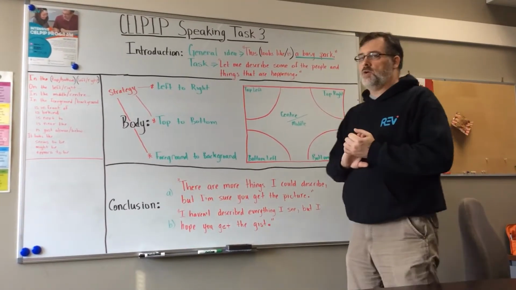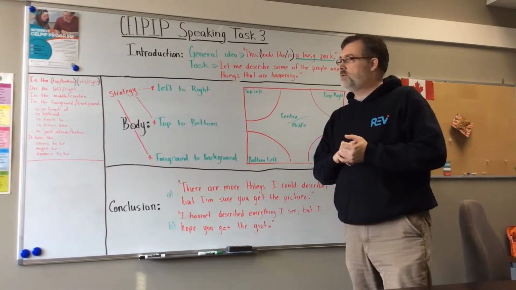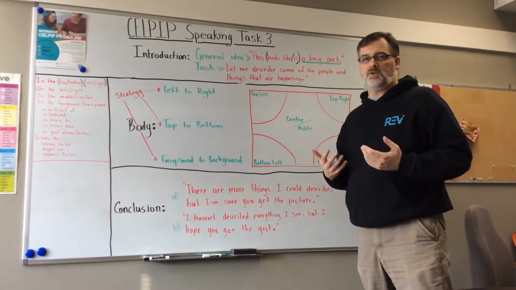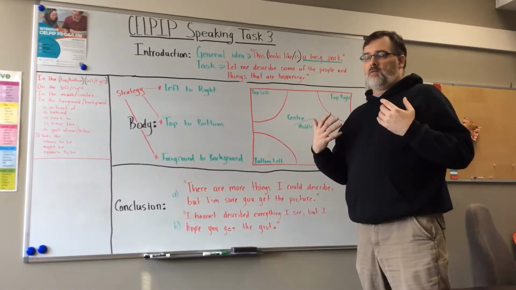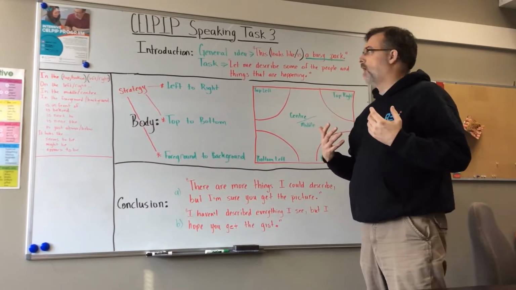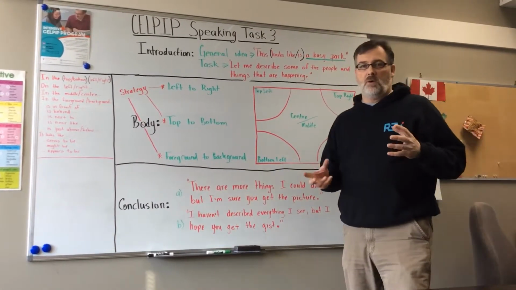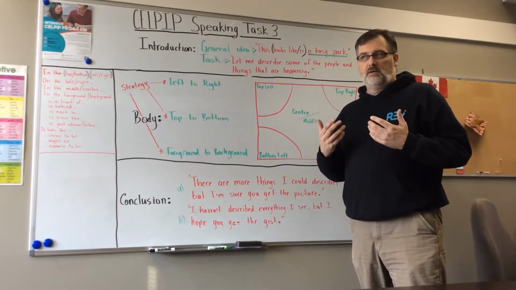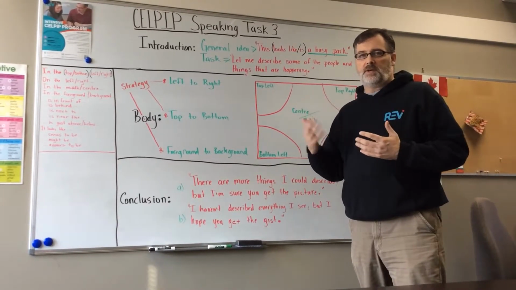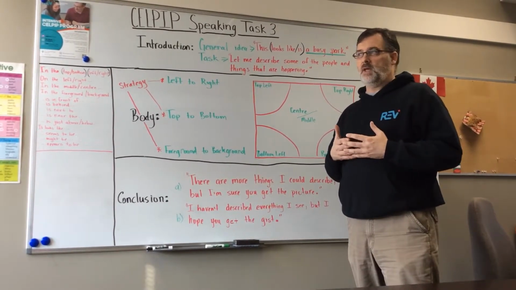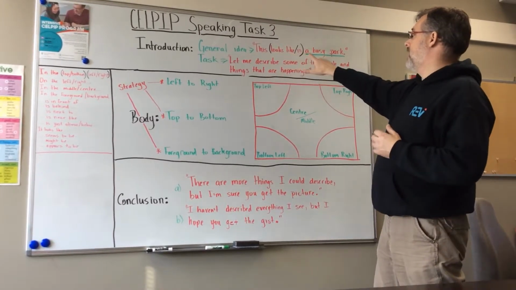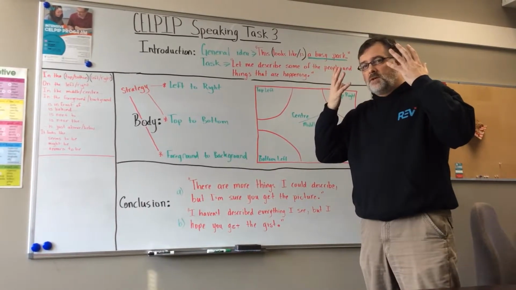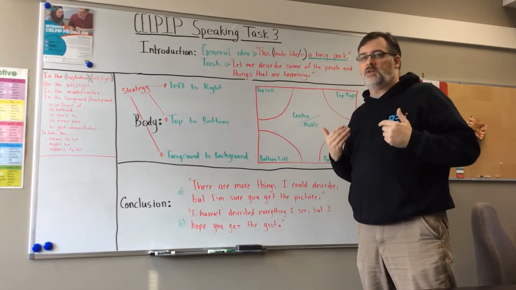So in the introduction you have two things that you have to do. First, you have to give the general idea of the picture. So for example, if you get a picture of a park with lots of people doing many different things, this is a very common kind of picture or scene. So if you begin by saying, this looks like a busy park, or this is a busy park, then the person who's listening to you can get that image in their mind.